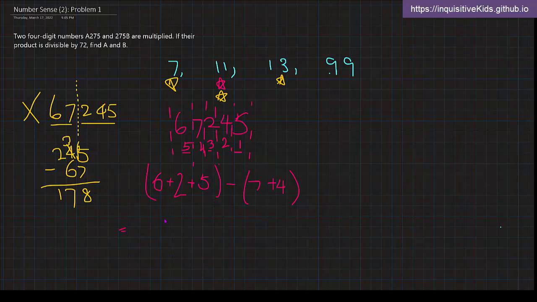6 plus 2 plus 5 equals 13. And we minus 7 plus 4, which is 11, and that gives us 2. So what if the sum of the odd place values right here isn't big enough to subtract the even place values from? Well, you would continue adding another 11 to this sum until it is large enough. So that's how it works.